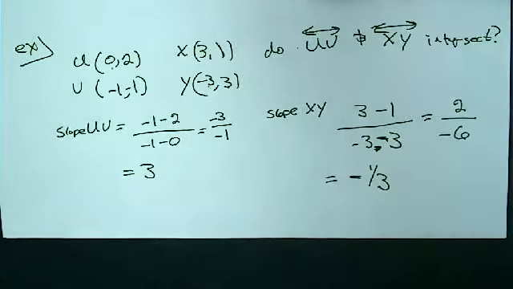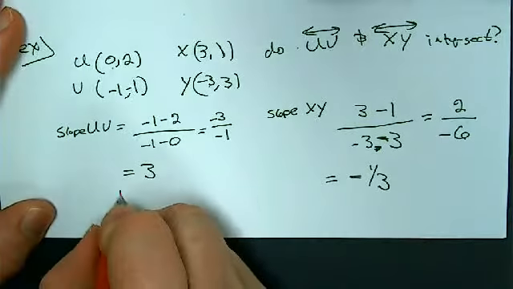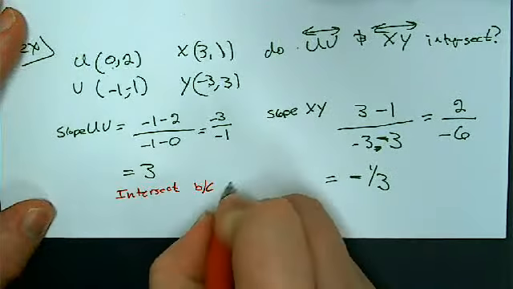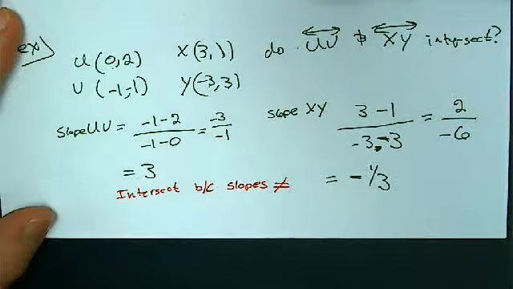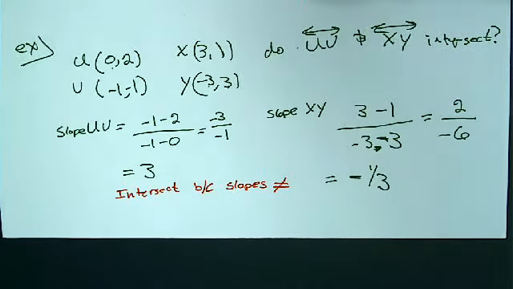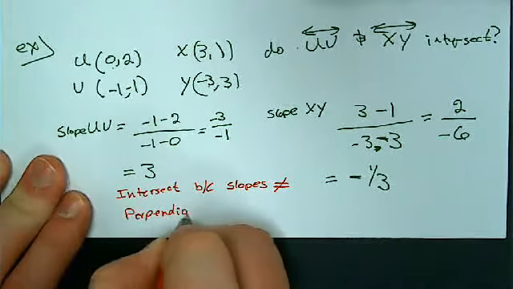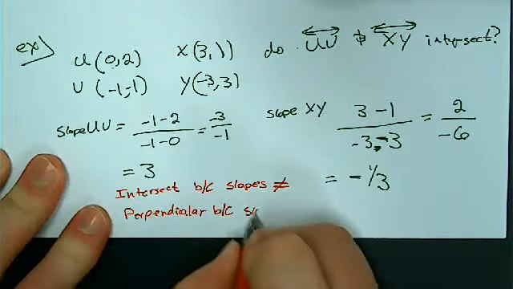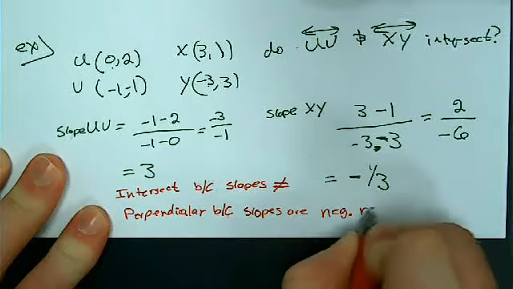Now the question was, do they intersect? Yeah. Not only do they intersect, they're also perpendicular. So I can first say they intersect, for sure, because the slopes are not equal. If they were equal slopes, they'd be parallel. They would not intersect. Second of all, I can say they're perpendicular, because the slopes are negative reciprocals.